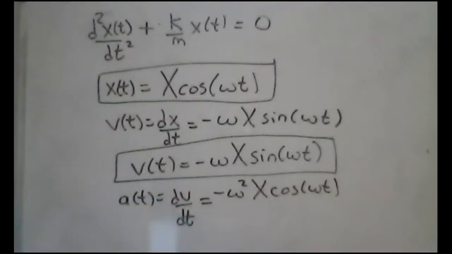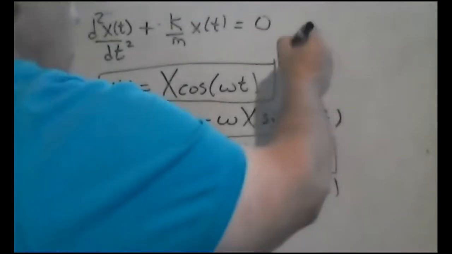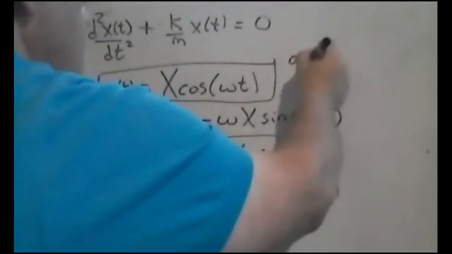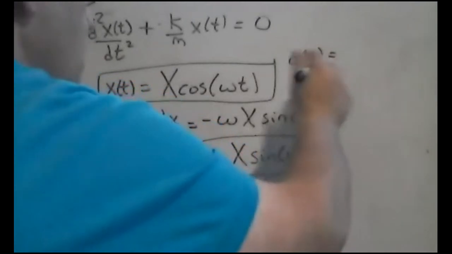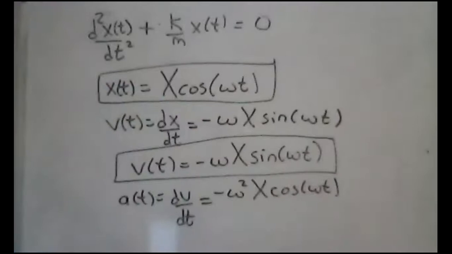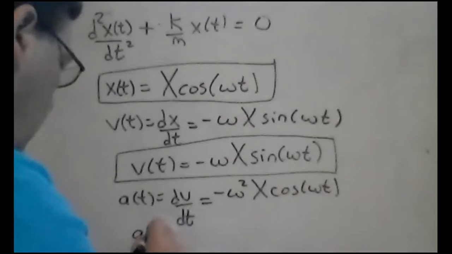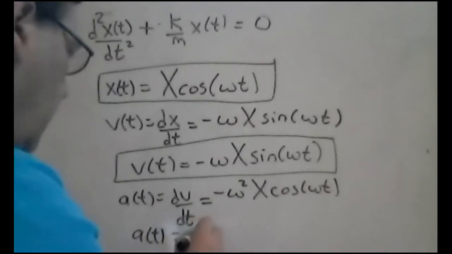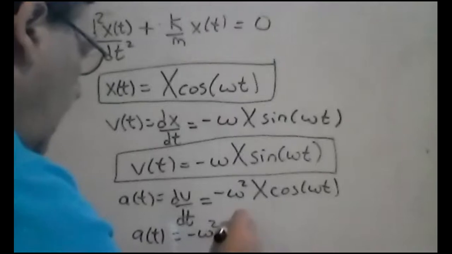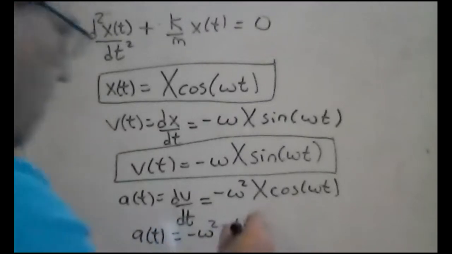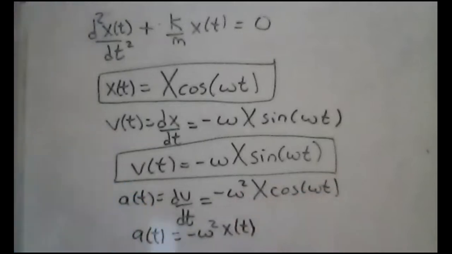That's what I want. In fact, if I'm really smart, I could realize that this is just x of t. A of t is a negative omega squared times little x of t. I could write that as well, because cap X cosine omega t is just the original function. So the functions are very closely related. They're off by a factor of negative omega squared.